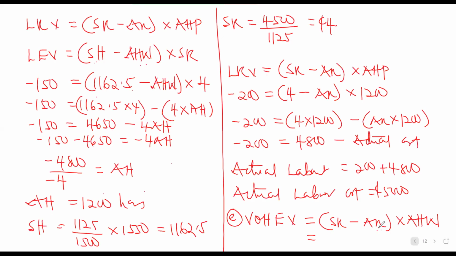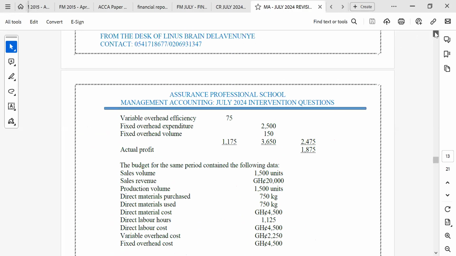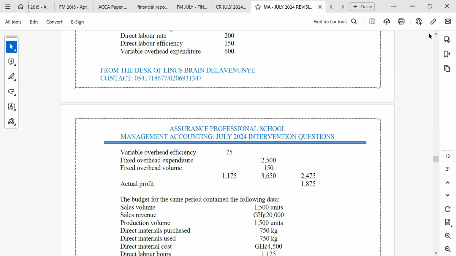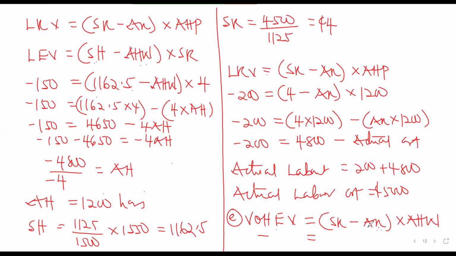So this one we don't have to suffer. We have the variable overhead expenditure variance. What are we having there? 600 adverse. It means that the actual is higher than the standard, isn't it? Yes. So if you subtract, the resultant will be negative. The standard rate is 2 minus the actual rate, multiplied by the actual labor hours worked, which is 1,200. We have calculated that, so that will be multiplied by the actual hours worked.